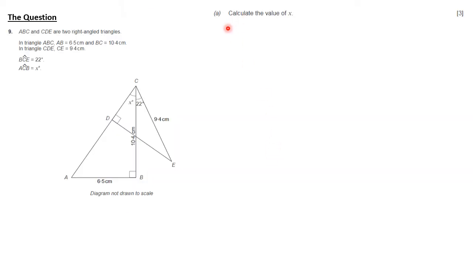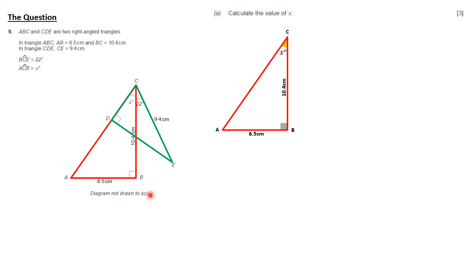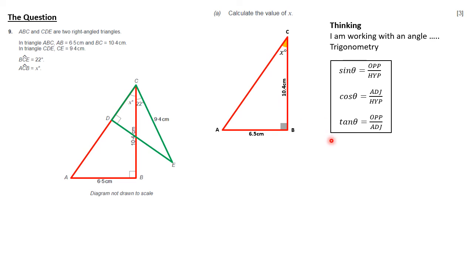So part A, calculate the value of x, 3 marks. So x I can see was in that first red triangle that we talked about a second ago. I've drawn out this triangle, and I would do this in my exam. I would draw out the triangle and start to label up my sides. I know I'm doing trigonometry. How do we know we're doing trigonometry? Because we're working with an angle in here. Not this right angle, but I've got another angle that I'm dealing with.